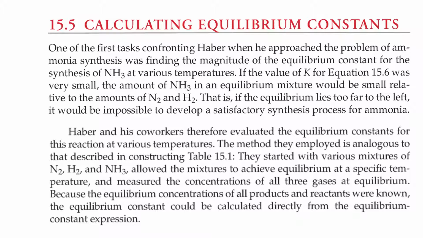The method they employed is analogous to that described in constructing Table 15.1. They started with various mixtures of nitrogen, hydrogen, and ammonia, allowed the mixtures to achieve equilibrium at a specific temperature, and measured the concentrations of all three gases at equilibrium. Because the equilibrium concentrations of all products and reactants were known, the equilibrium constant could be calculated directly from the equilibrium constant expression.